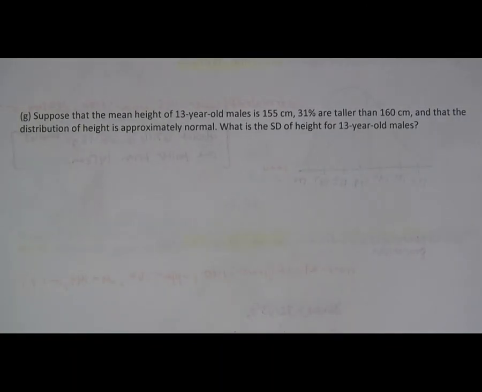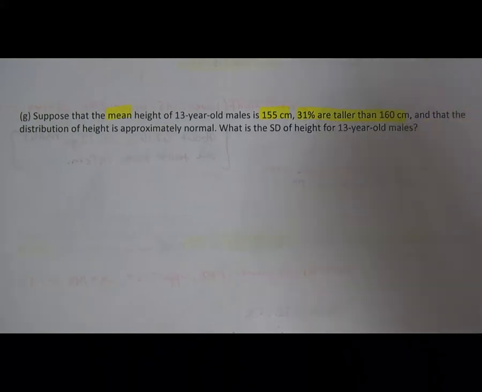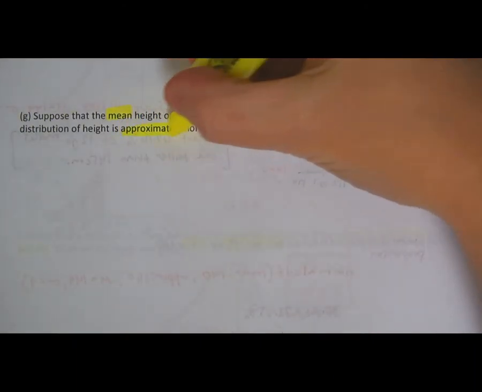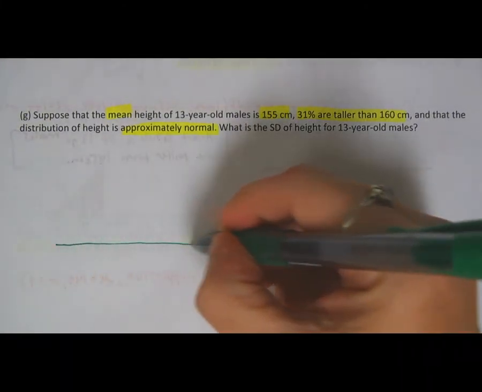Finally, we get a break from 12-year-old boys, and we look at 13-year-old boys. I know, right? The mean height for them is 155. The other information that's given is 31% are taller than this value of 160, and it also tells you that it's approximately normal. What's the standard deviation? Let's draw what we know.